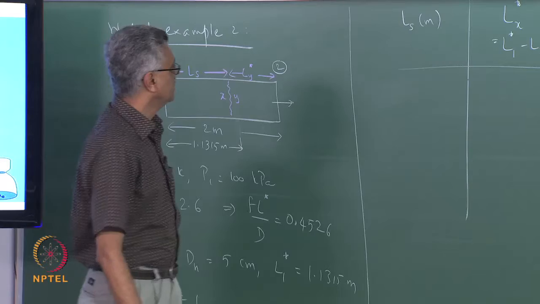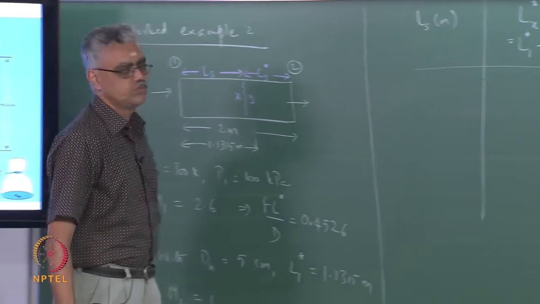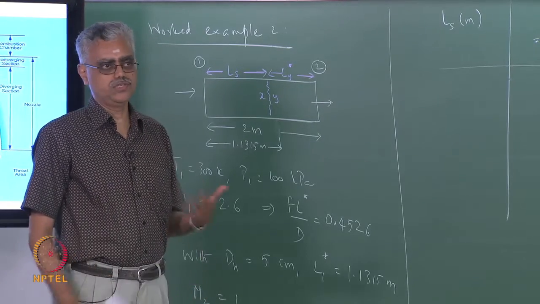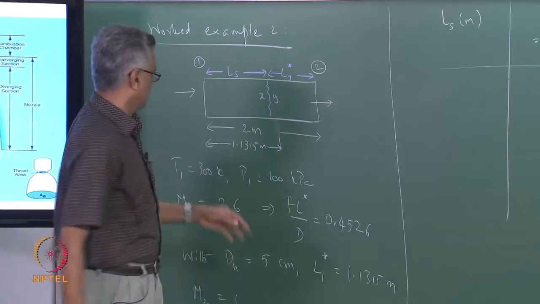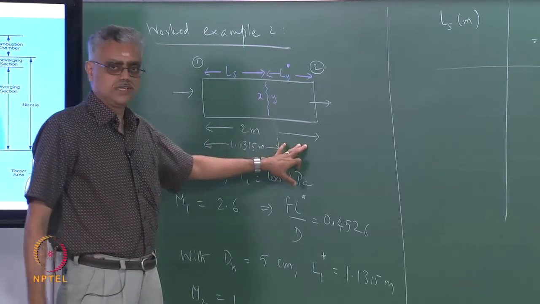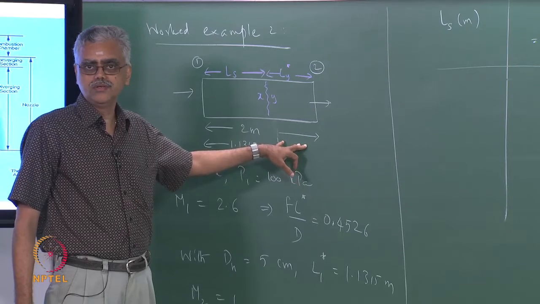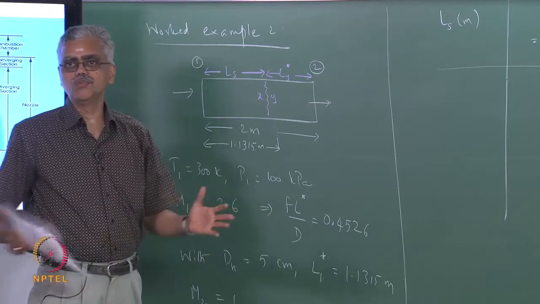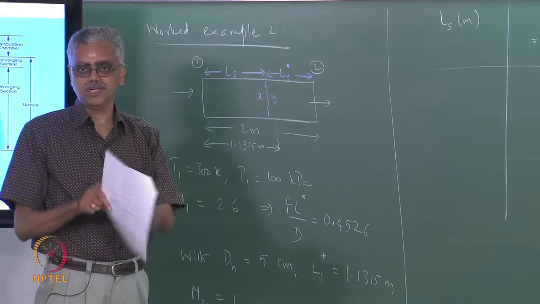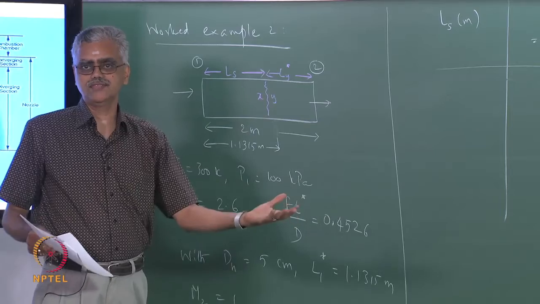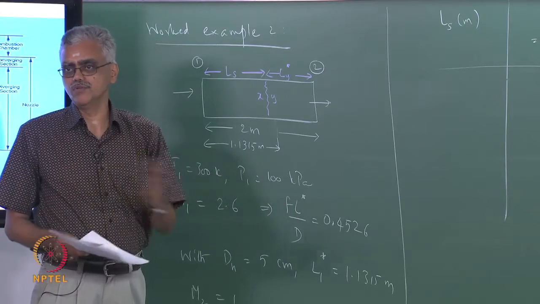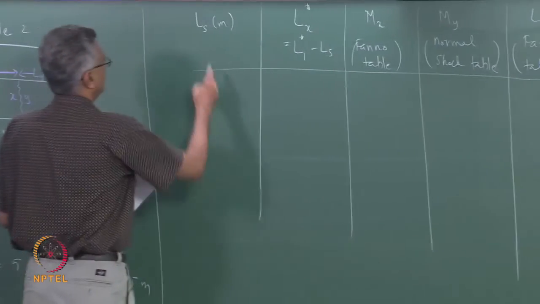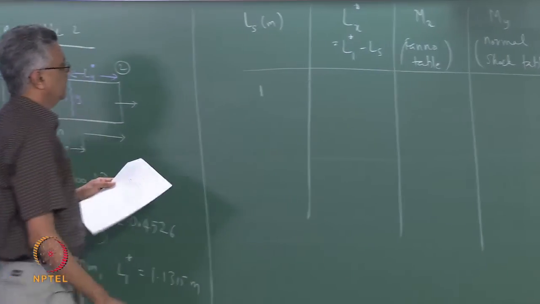To begin the iteration, we need to assume the shock to be positioned somewhere. Since we have no idea where it is, the best way is to use the bisection method. The length of the duct is 2 meters, so we assume the shock to be right in the middle. It is like opening a dictionary. If you want to look up a word, you start by looking at either the first half or the second half, depending upon where the word is. So the bisection method works that way. We start from the middle, so we assume the shock to be positioned at Ls equal to 1 meter.